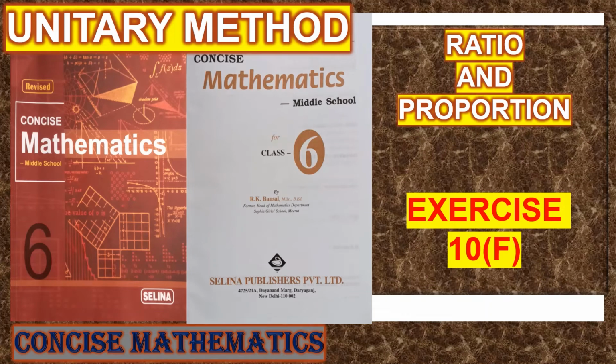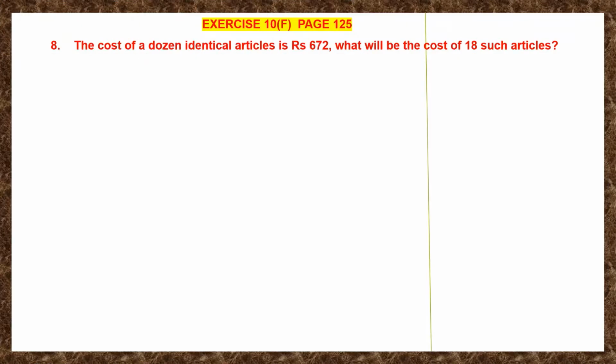So students, let's do unitary method from ratio and proportion exercise 10F. This is on page number 125. We are with question 8. The cost of a dozen identical articles is rupees 672. What will be the cost of 18 such articles?